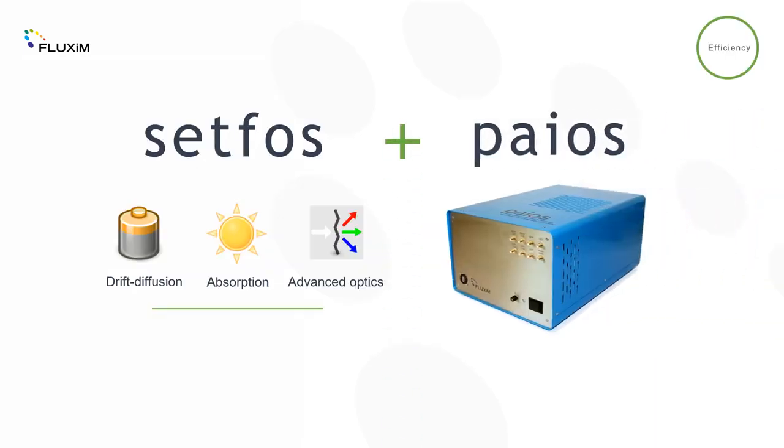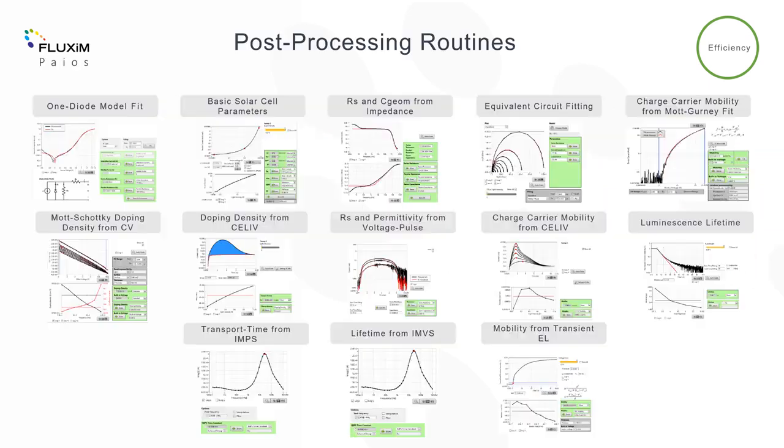Both SetFOS and PIOS can help you with analysing your experimental data. Within the PIOS software, you can fit the data with the integrated fitting routines. Experiments from different devices can be easily compared, and the key results can be sorted out for final publication.